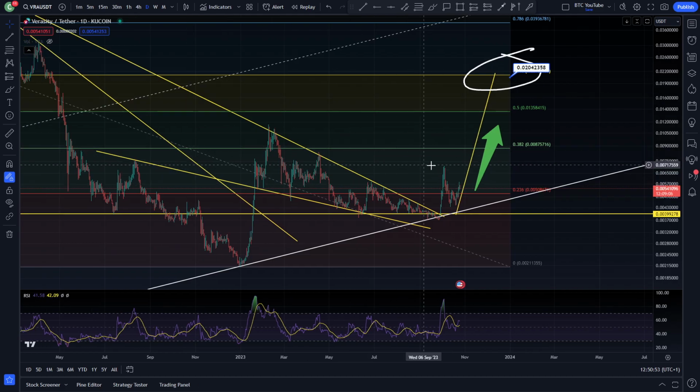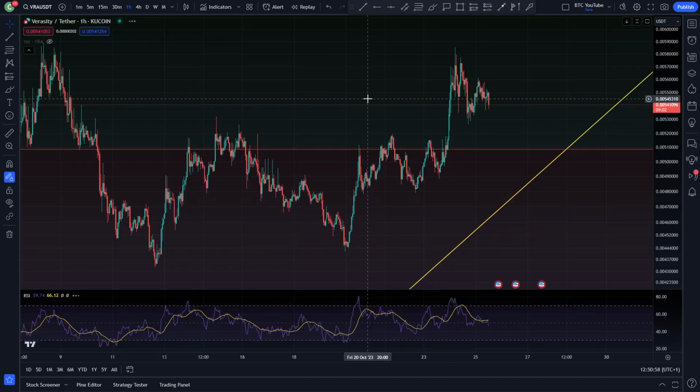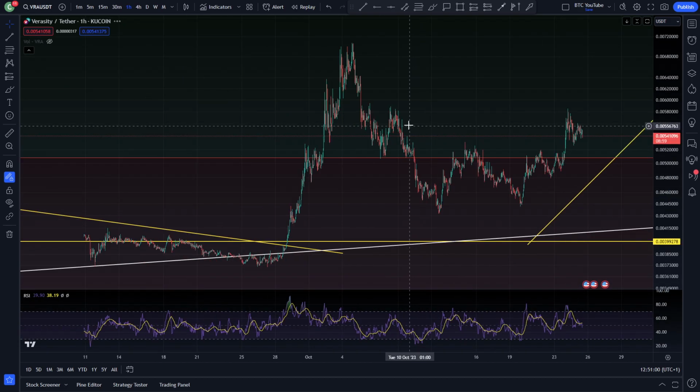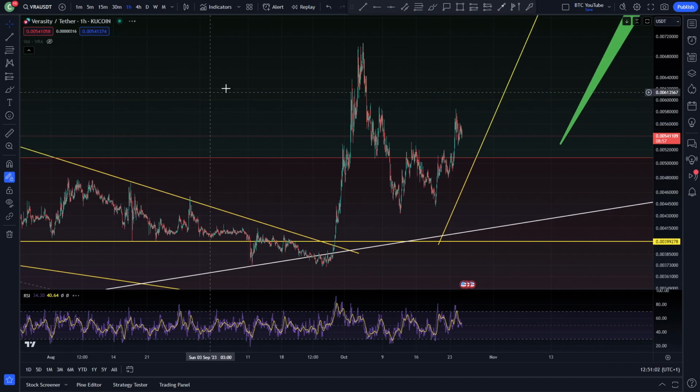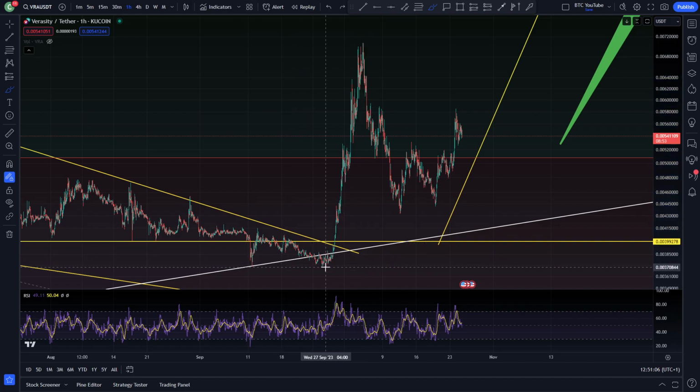But overall I do think that Verasity is doing extremely well, and it has recently changed its tokenomics, which has helped with this breakout that we recently saw. You can see here on the hourly time frame a very nice little move from around 0.0037 of a cent up to around 1/7 of a cent here, so essentially almost a 2x in the space of a day or two.